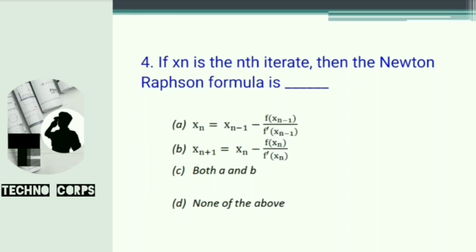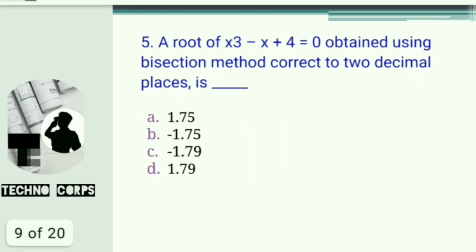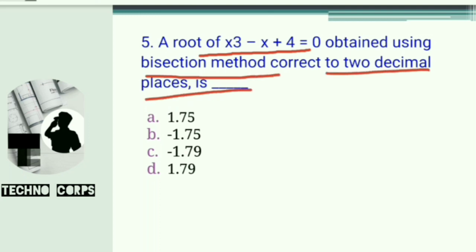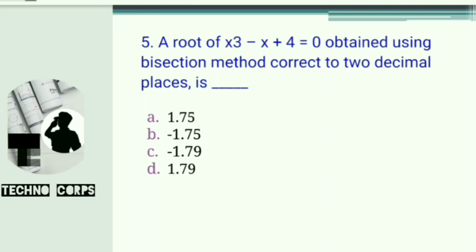Now what is the next question? The next question is: a root of x cube minus x plus 4 is obtained using the bisection method, correct to 2 decimal places. So again a simple solution. We have been given a function and we have to solve it by the bisection method, correct to 2 decimal places.